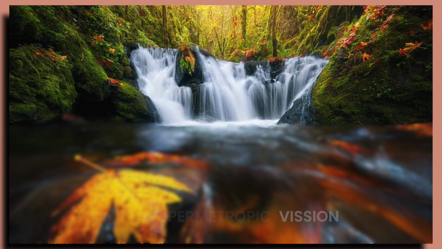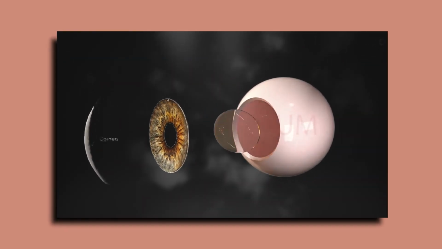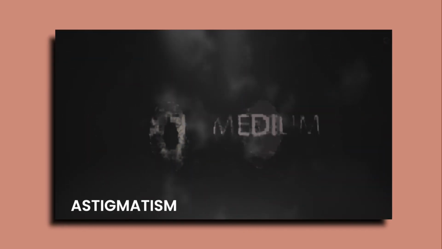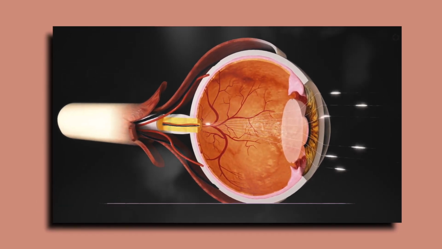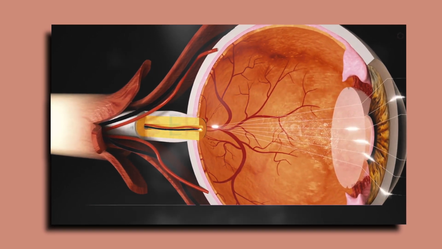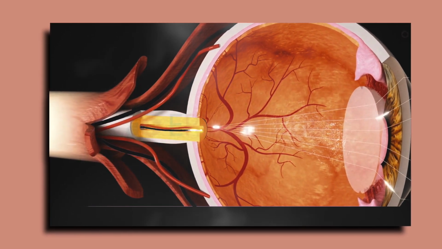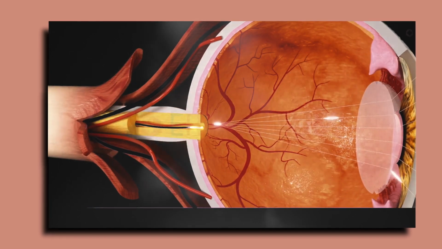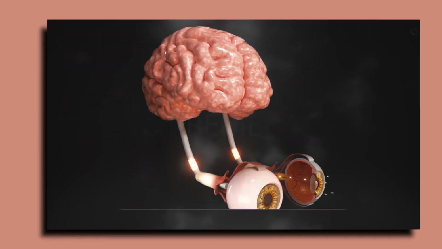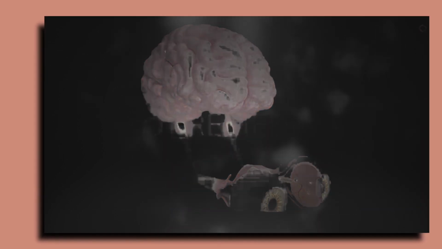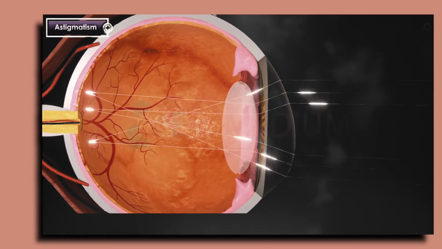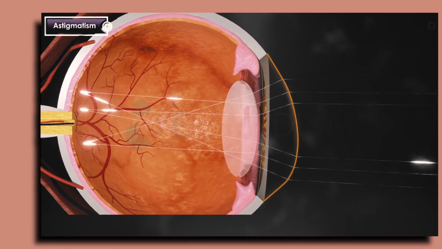hypermetropic vision. Let us come to a condition called astigmatism. Astigmatism is a common eye problem that can make vision blurry or distorted. It's a type of refractive error in which the eye does not focus light evenly on the retina because of the irregular surface of the cornea. In this, there is an irregularity of the surface of the cornea.